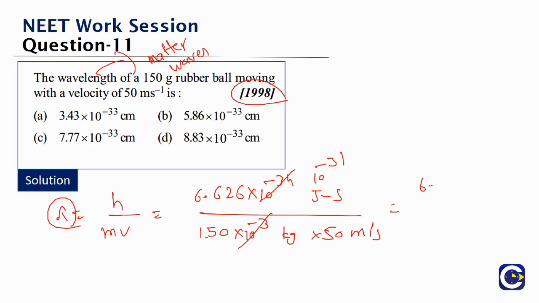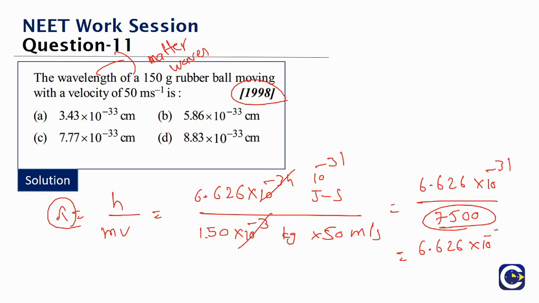So look at it, 6.626 into 10 power minus 31 divided by 7500. We can write 7500 as 75 into 10 power 2. Now this 10 power 2 also will go to the numerator, and it will become 10 power minus 2. So totally, it is just a simplification: 6.626 divided by 75 into 10 power minus 33.